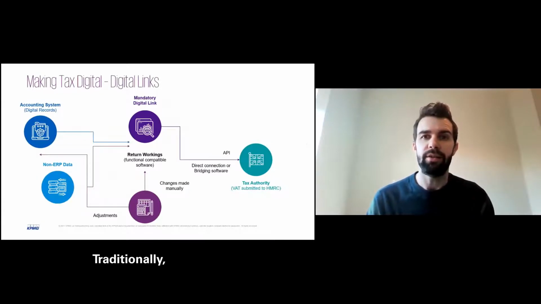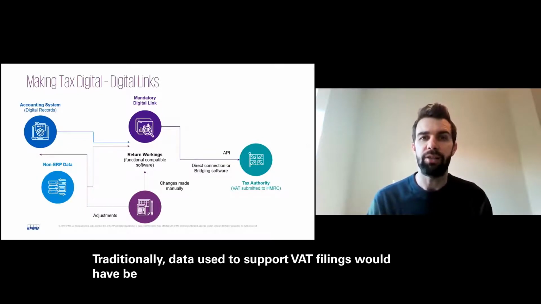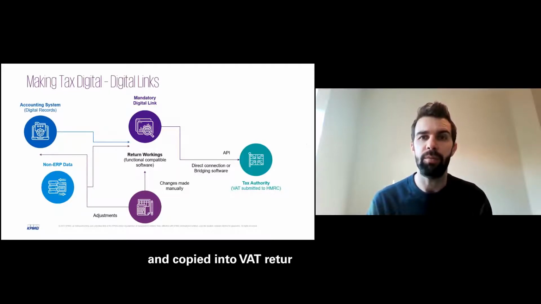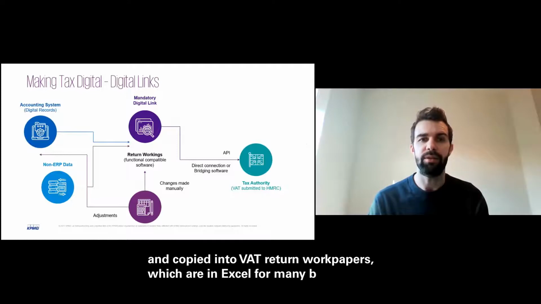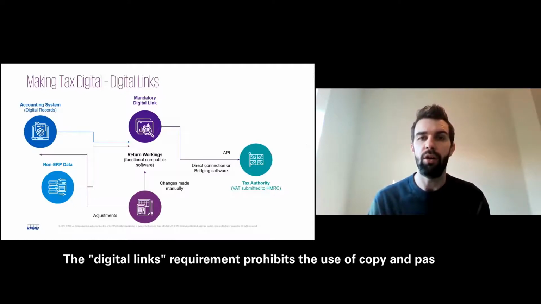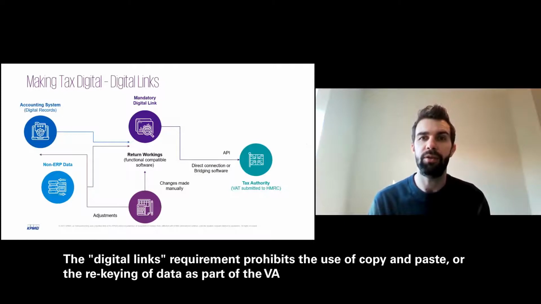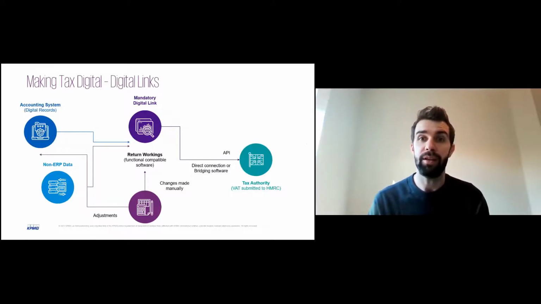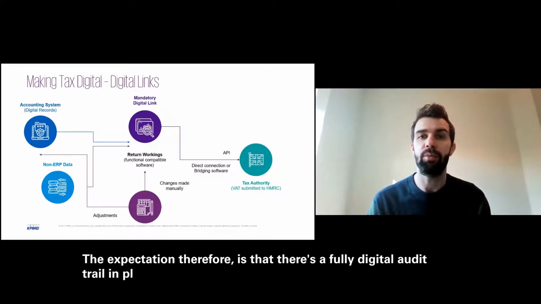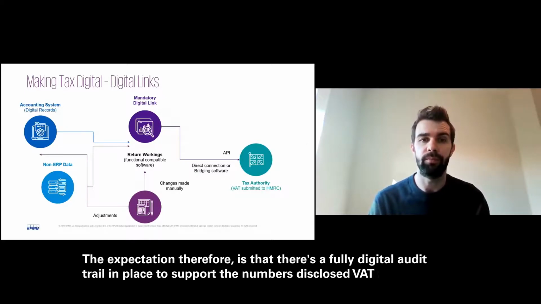Traditionally, data used to support VAT filings would have been manually extracted from ERP and other systems and copied into VAT return work papers, which are in Excel for many businesses. The digital links requirement prohibits the use of copy and paste or the rekeying of data as part of the VAT return preparation process. The expectation, therefore, is that there's a full digital audit trail in place to support the numbers disclosed in the VAT return.